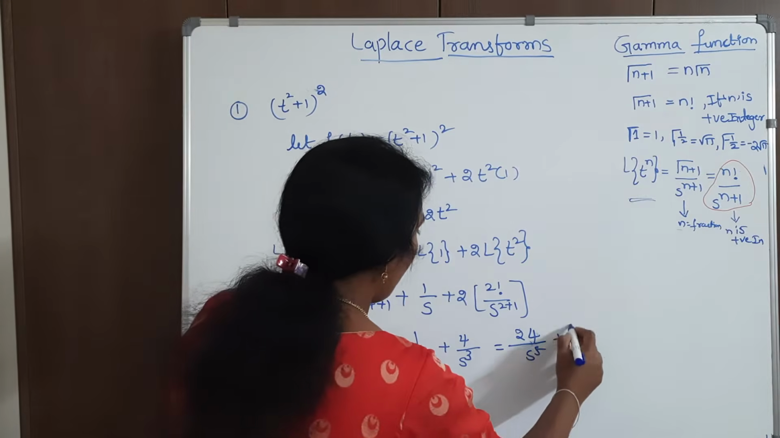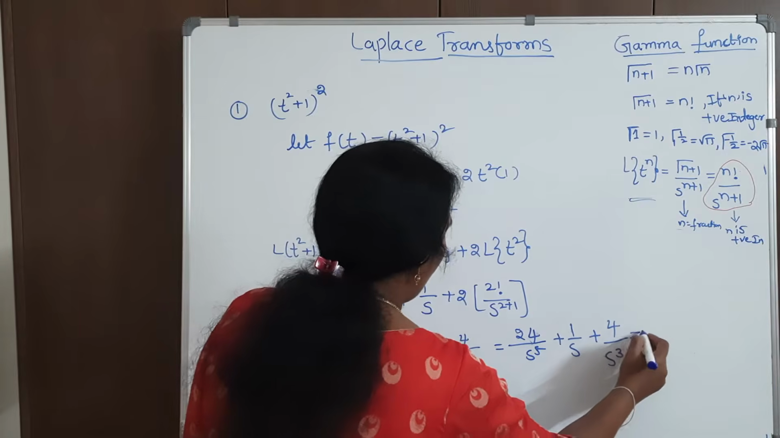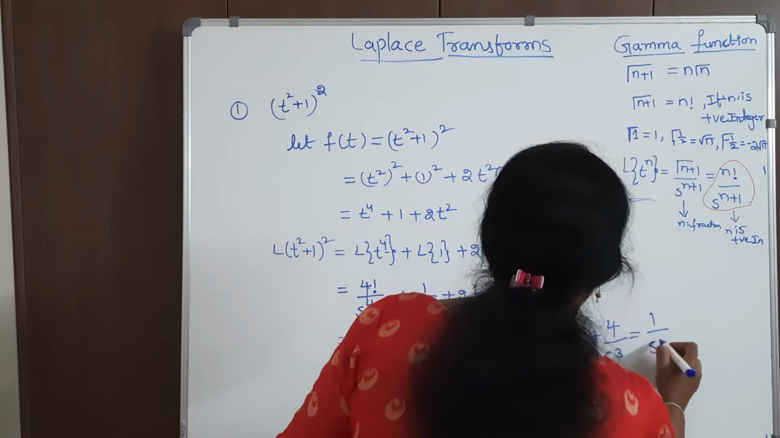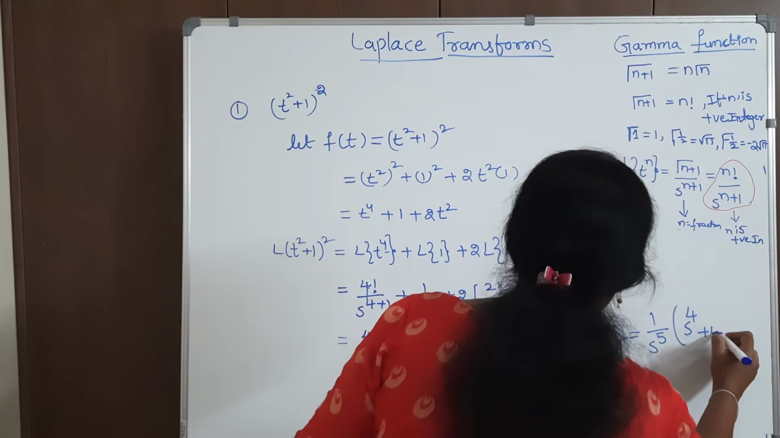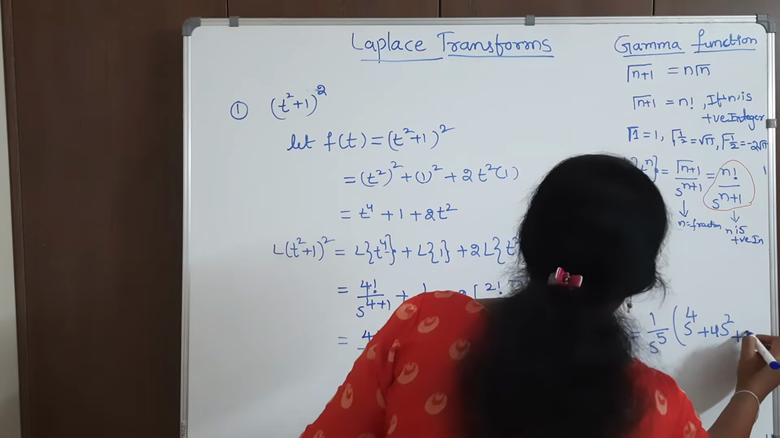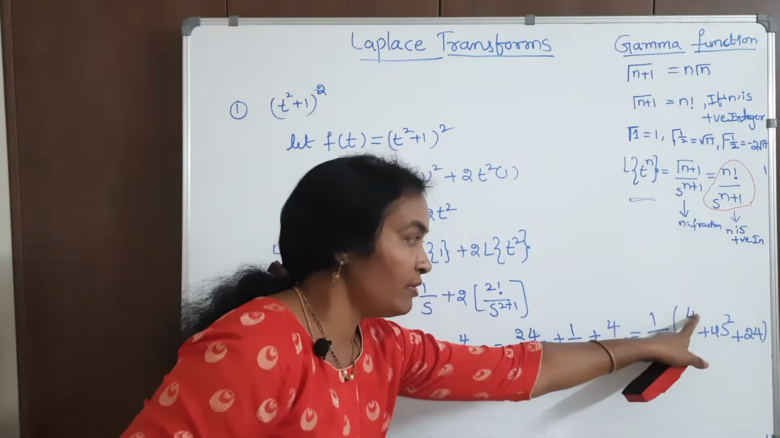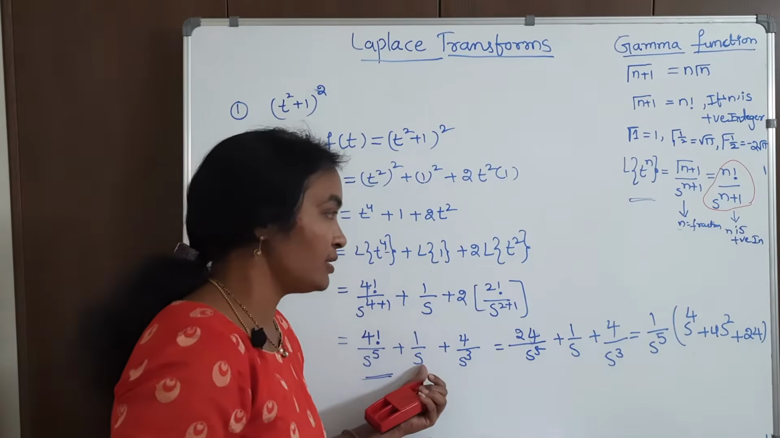And next 1 by s, 4 by s cube. From all these terms, now I'll take 1 by s power 5 is common. Then what is the remaining term? s power 4 plus 4s square plus 24. Why? Because if you multiply with this s power 5, s power 4, both get cancelled. The value is 1 by s. This is the first one.